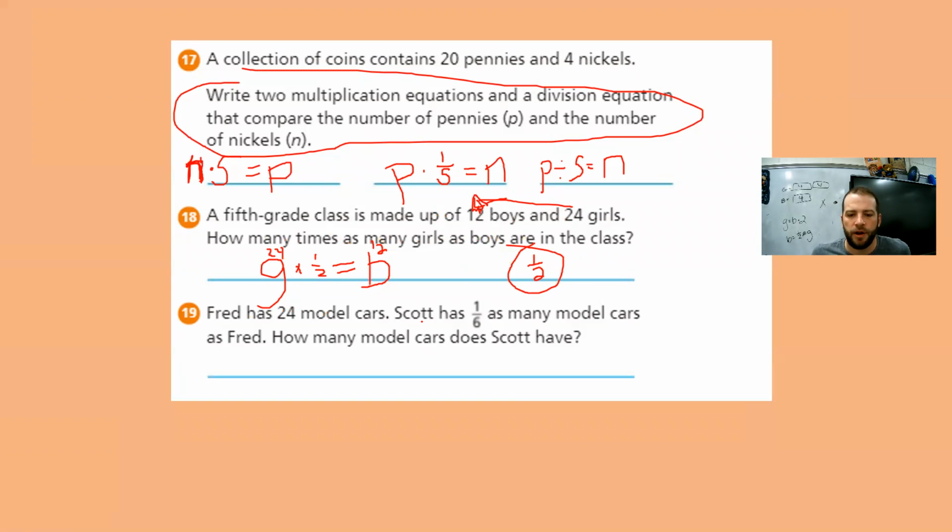Fred has 24 model cars. Scott has a 6th as many as Fred. So how many does Scott have? Oh, we could do this one. We need to find 1/6 of 24. And 1/6 of 24 is 24/6. And what is 24/6? 6, 12, 18, 24. 24 divided by 6 is 4. So Scott has 4.